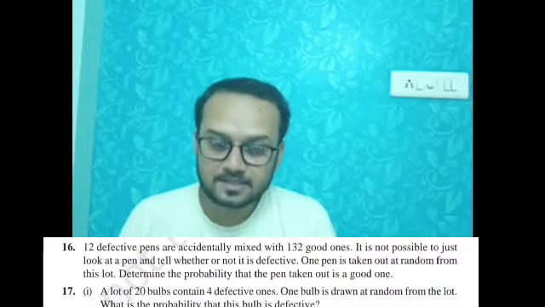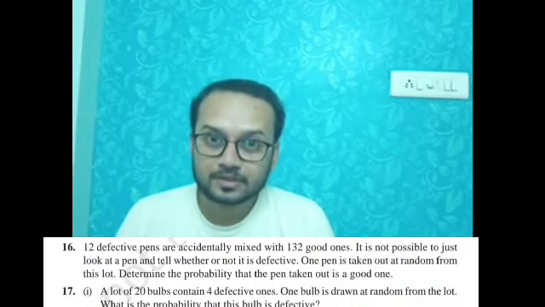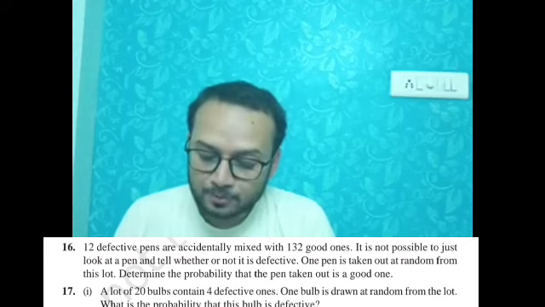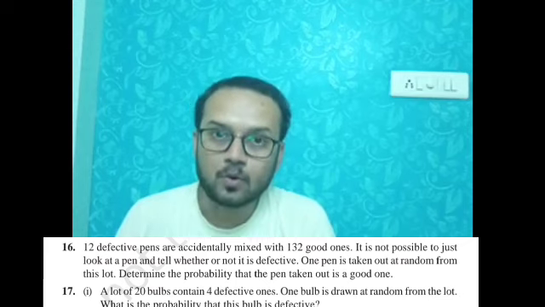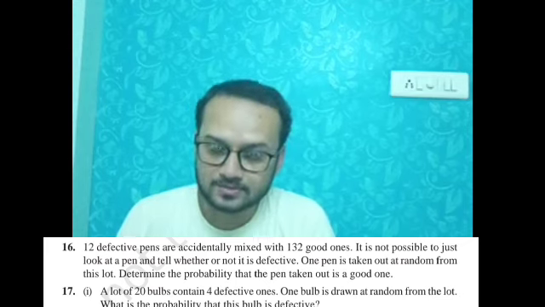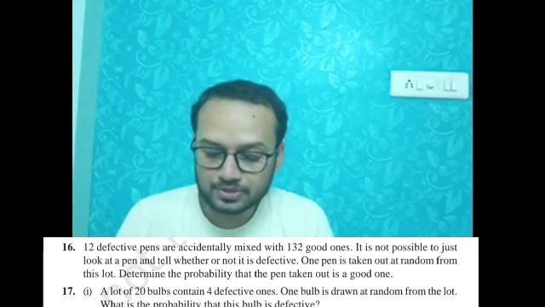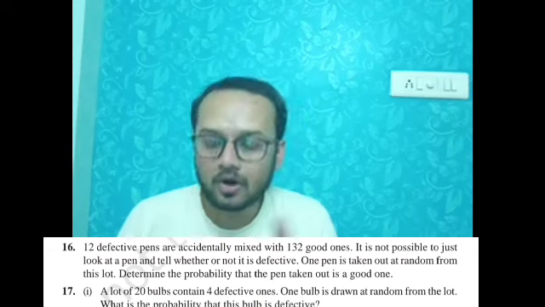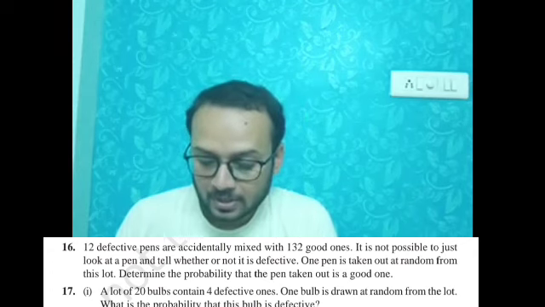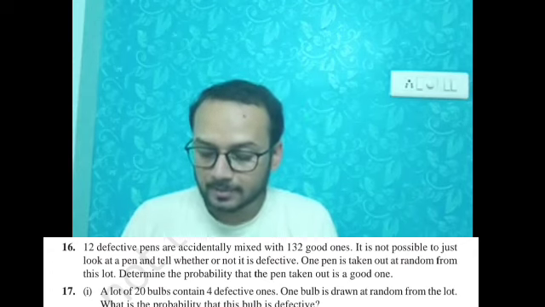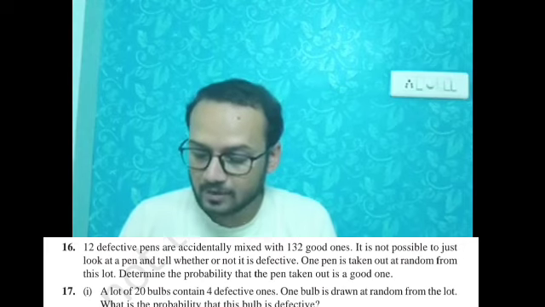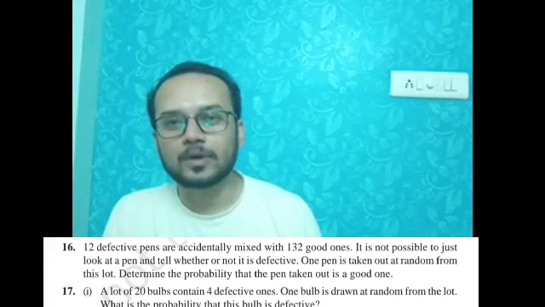I hope you understand. Next question is question number 16. See the question. The question is, 12 defective pens are accidentally mixed with 132 good ones. Now it is not possible to just look at the pen and tell whether it is good or defective. One pen is taken out at random from this lot and we have to determine the probability that the pen taken out is a good one.